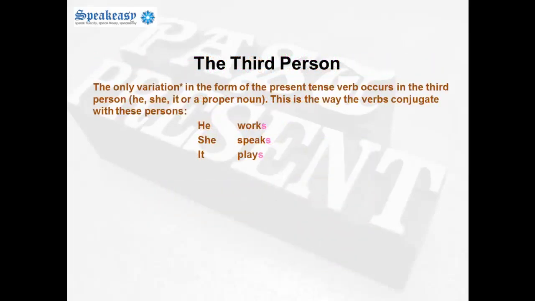The only variation in the form of the present tense occurs in the third person, which is he, she, it, or for a proper noun, like the names James or John. This is the way the verbs conjugate with these persons. He works, she speaks, it plays.